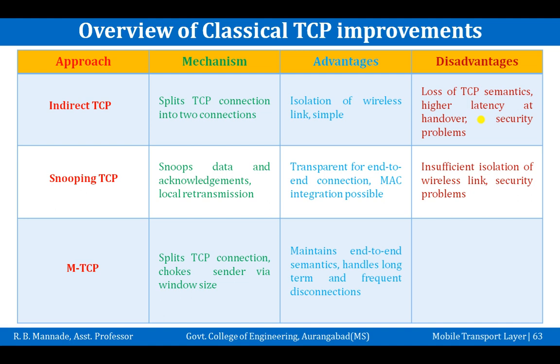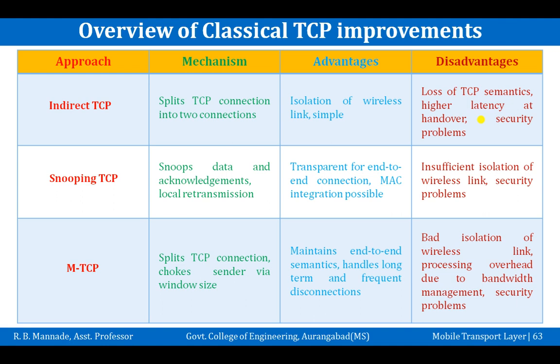Okay, then the advantage of MTCP is it maintains end-to-end semantics and handles long-term and frequent disconnections. It has drawbacks. Again, it has a bad isolation of the wireless link. It means it does not segregate or separate the wired part and wireless part of the network. Then it has a processing overhead due to the bandwidth management.